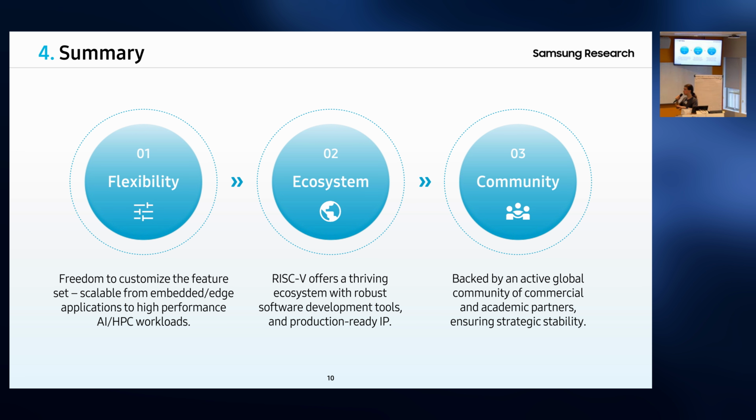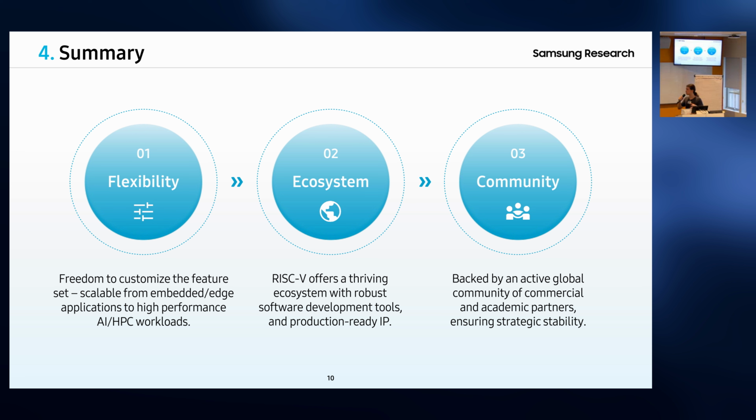Then the second part of flexibility is scalability. So RISC-V sees applications in a really broad range, from embedded, low-level, low-area applications, up to really huge AI, HPC workloads. And you can choose whatever part of the spectrum you target, and pick some open source cores or from vendors. Second is the ecosystem.